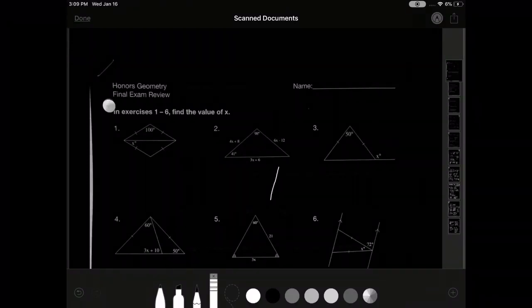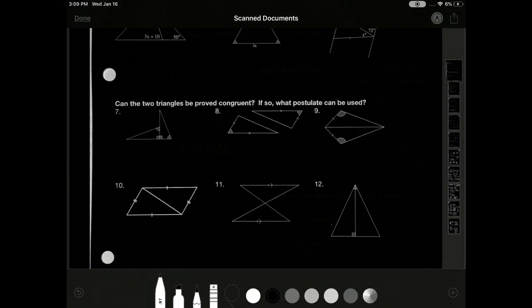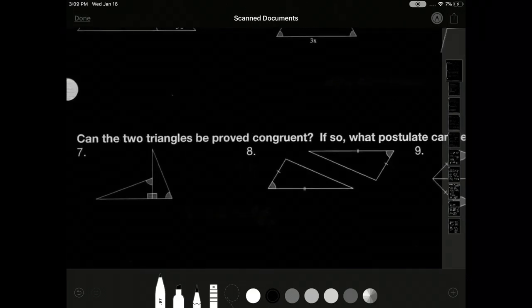For parts 7 through 12, we want to actually prove whether or not these triangles are congruent. Now, we don't actually have to write a similarity statement or a congruence statement, like ABC is congruent to DEF. We just have to write if they are congruent, and we have 5 ways that we can do that.